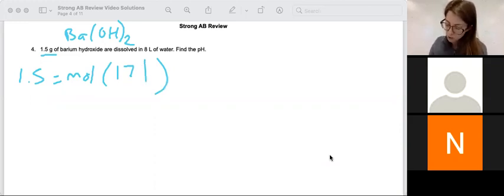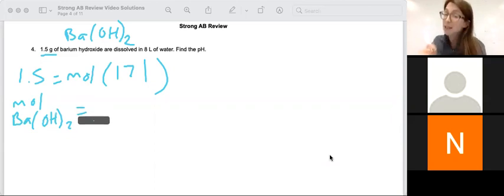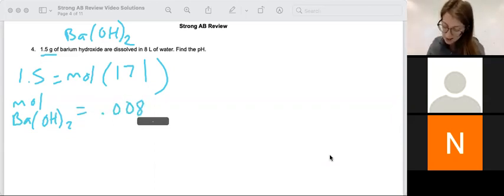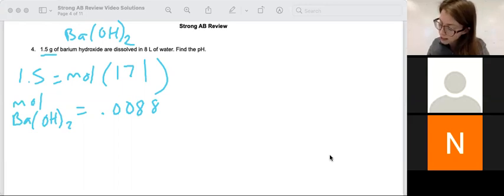1.5 divided by 171 gets me my moles of barium hydroxide, and I'm labeling what it's the moles of. It's 0.00877, or 88 if you want to round. Cool, I found the moles of my barium hydroxide. I'm gonna actually go back and finish reading the question now.